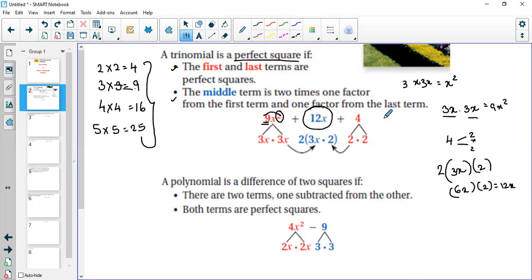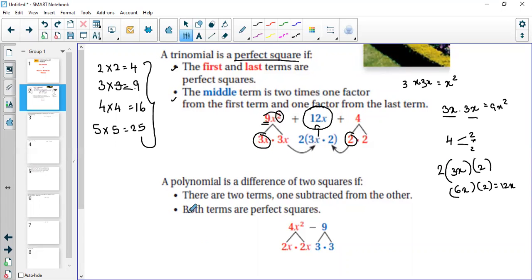This is how you find out whether the trinomial is a perfect square or not. The steps are: first find the root of the first term, then find the root of the last term. Then multiply by 2 one term from the first and one from the last, and check whether you get the middle term. If you do, this is a perfect square.